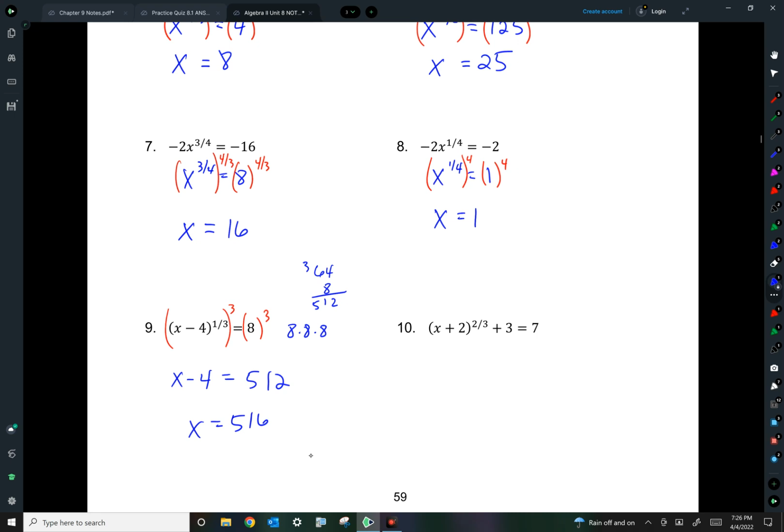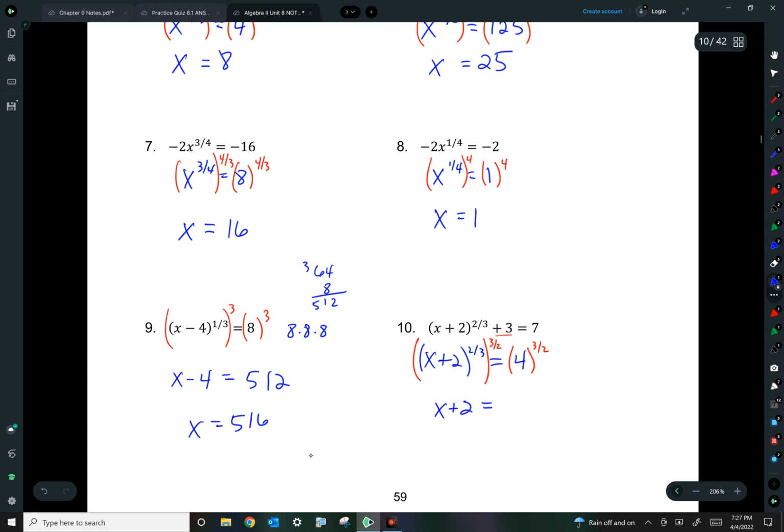Okay, on number 10, again, before I get rid of the 2/3, you always want to get rid of whatever's being added or subtracted here first. So I'm going to have x plus 2 to the 2/3. And if I subtract 3, I'm going to have 4. Okay, so now in order to get rid of the 2/3, I raise the whole thing to the 3/2, both sides. On the left, the exponents cancel, and I just have x plus 2.